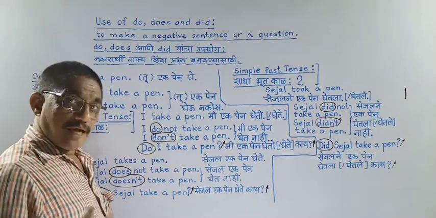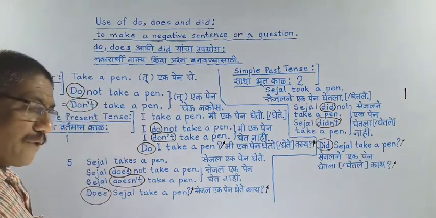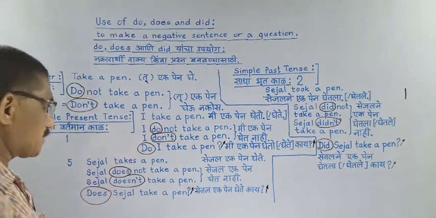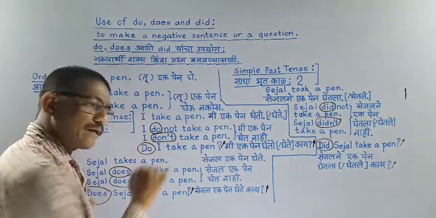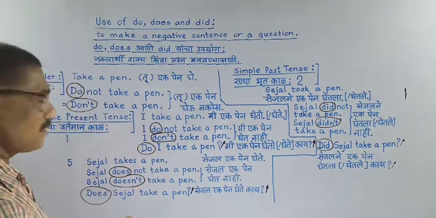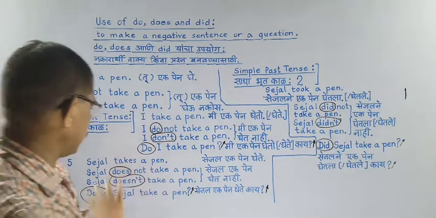Now if I want to make a question, I need to take the helping verb to the beginning place. That's why: do I take a pen? This way we create the verbal question.